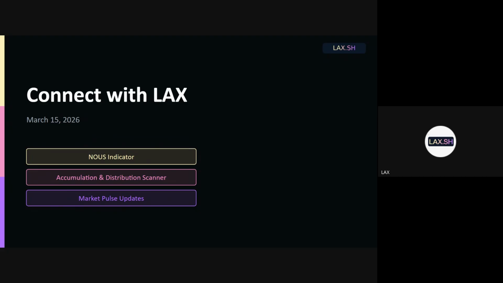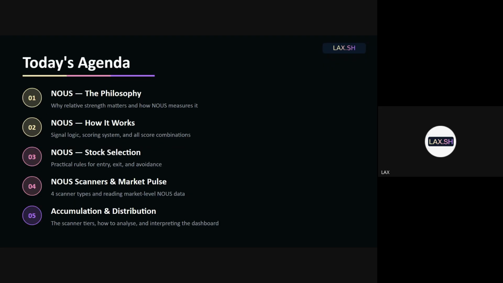Today we'll talk about the NOOSE indicator first. So what is NOOSE? NOOSE is basically a relative strength indicator. It measures the RS. People talk about RS, some people don't talk about RS, and some people talk about RS in a negative sense. So there are all kinds of opinions about the RS in the market.